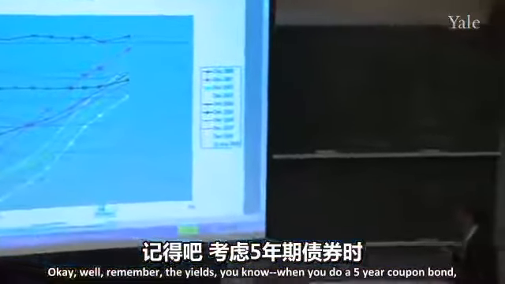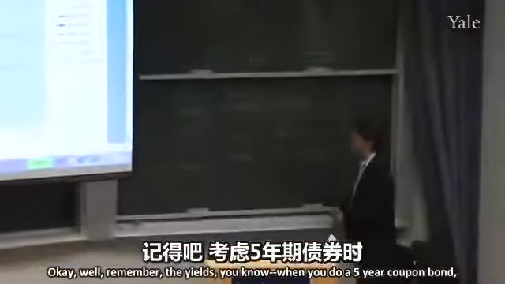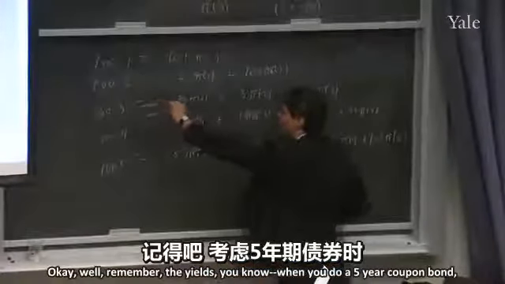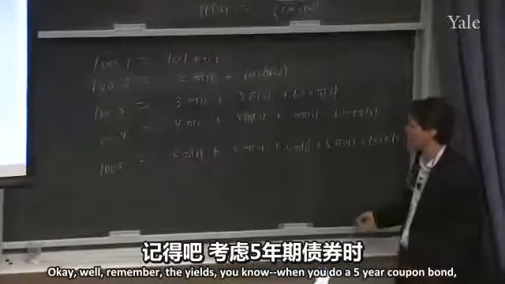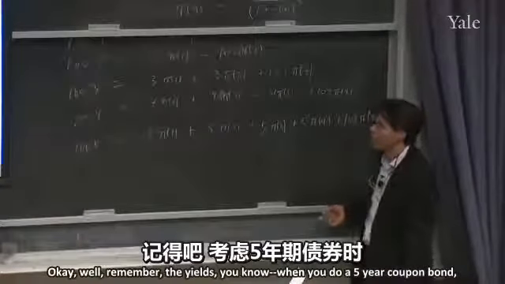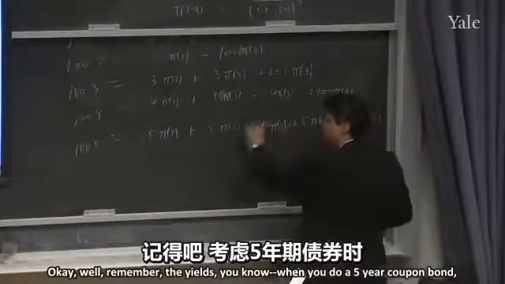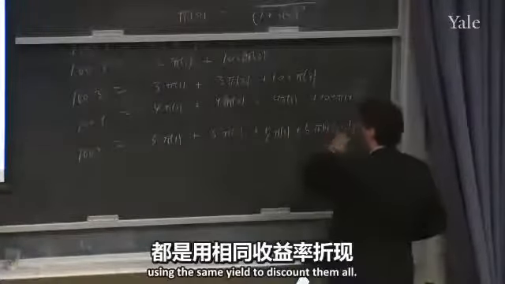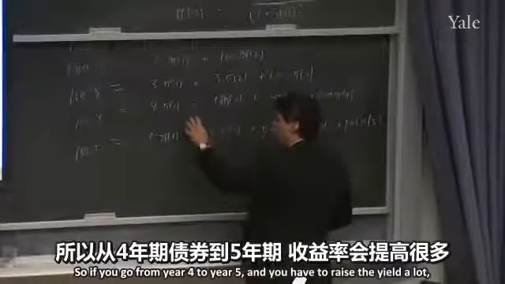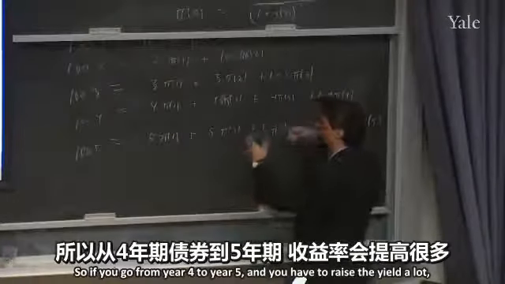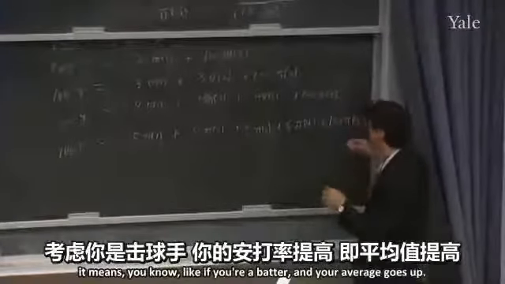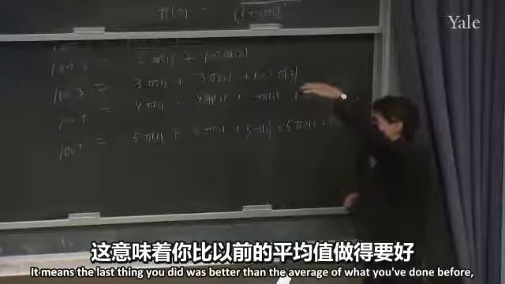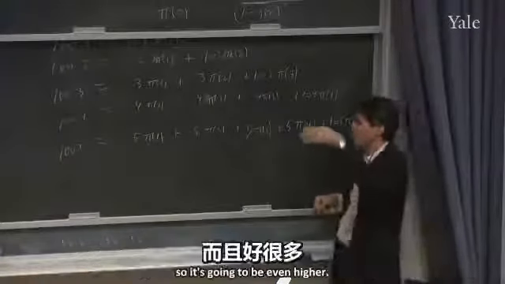Okay, well, remember, when you do a 5-year coupon bond, you're discounting all the cash flows, the previous 4 cash flows. You're using the same yield to discount them all. So if you go from year 4 to year 5, and you have to raise the yield a lot, it means, like if you're a batter and your average goes up, it means the last thing you did was better than the average of what you've done before. So it's going to be even higher.